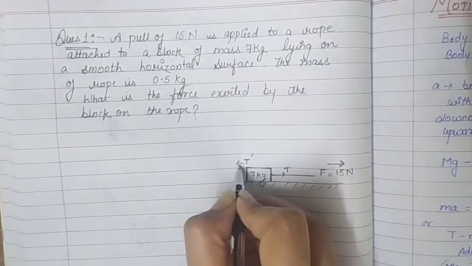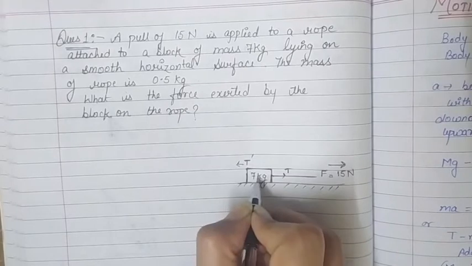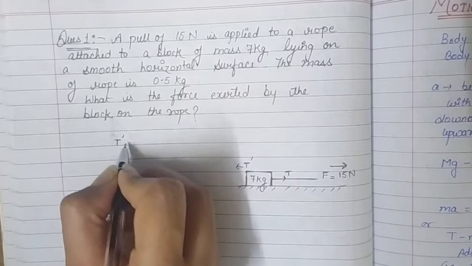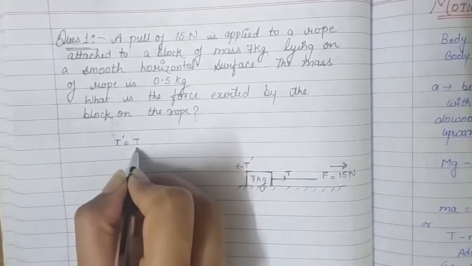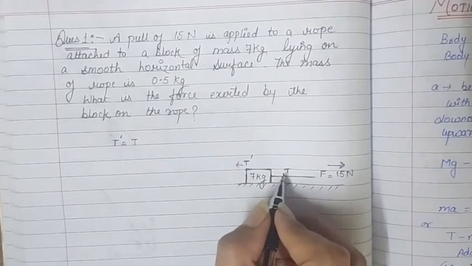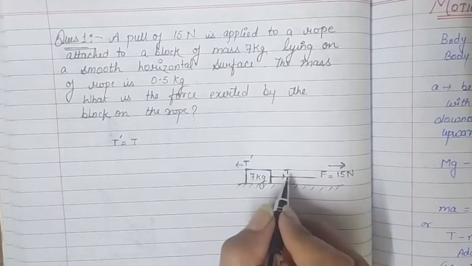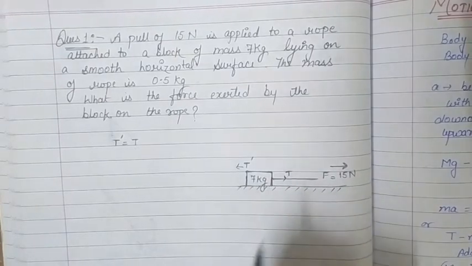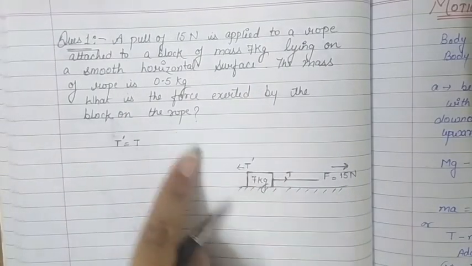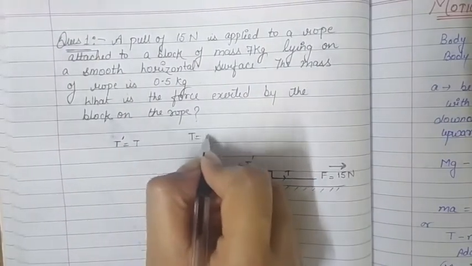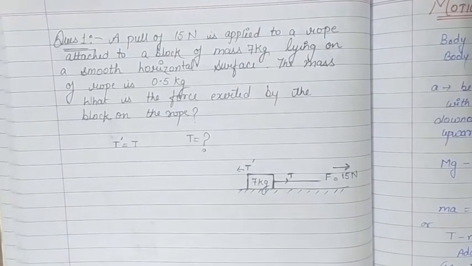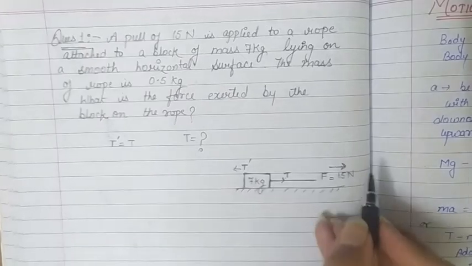This will be in this direction. The rope is applying this force T dash on the block, and according to Newton's third law of motion, T dash is equal to T, where T is the force that is applied by the block on the rope and T dash is the force that is applied by the rope on the block. We have to find the force exerted by the block on the rope. That means we have to find T. This is our task. According to Newton's third law of motion, T and T dash are equal.